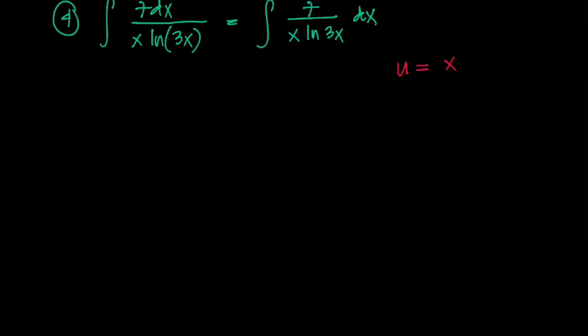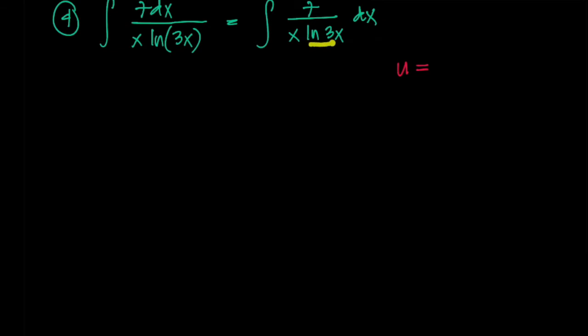Kapag ginawa natin yung x na u, ano ang du? So, du is just dx. Ang mawawala lang is etong x and yung dx. Meron pa rin tayong natural logarithm of 3x. And still, since meron ditong x, hindi yun possible. Dapat matanggal natin lahat ng x. So, ibig sabihin, hindi pwede natin gamitin si x. So, let's try another one.